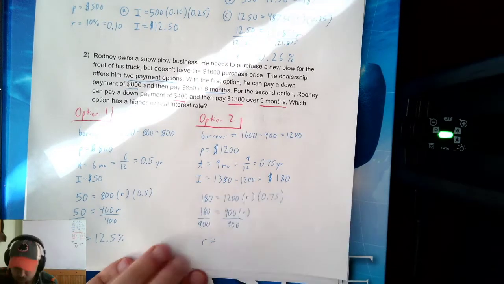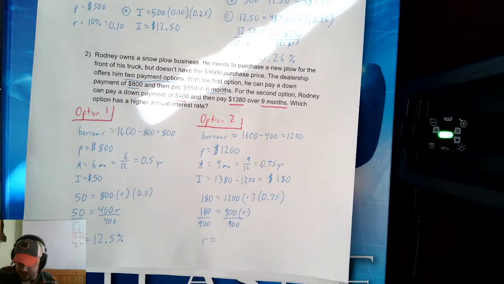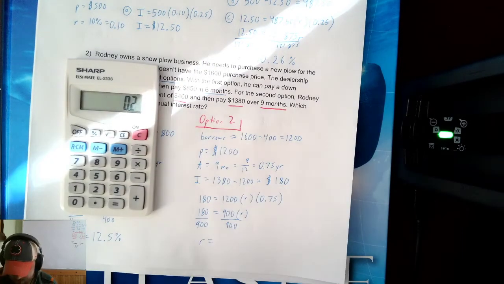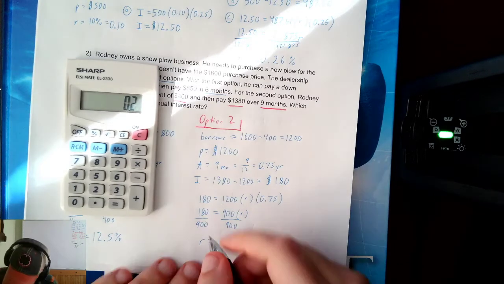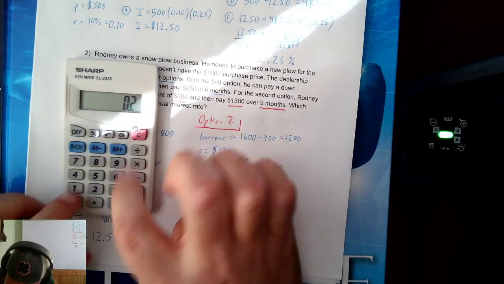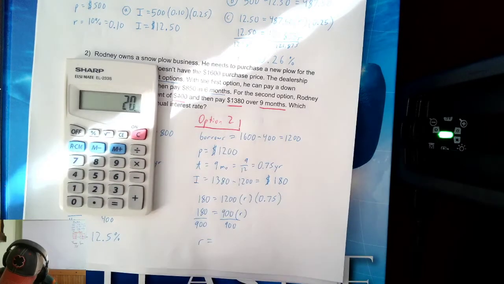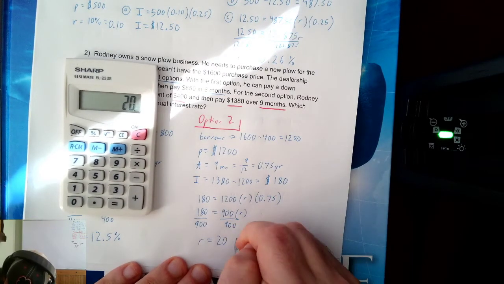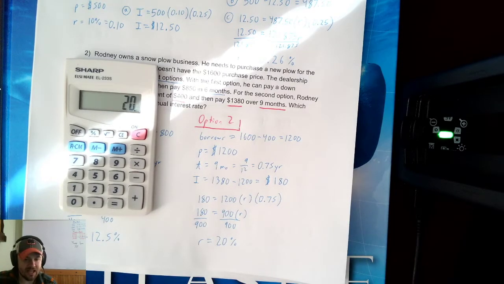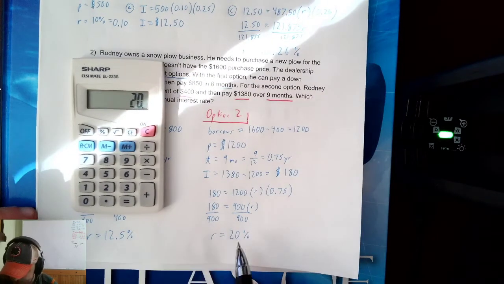R will be equal to, let's see, 180 divided by 900, which gives me 0.2. So 0.2 times 100 will give me 20%. Remember, when you divide, you're getting the decimal. You've got to convert it to a percent at the end. So we have 12.5% and 20%.